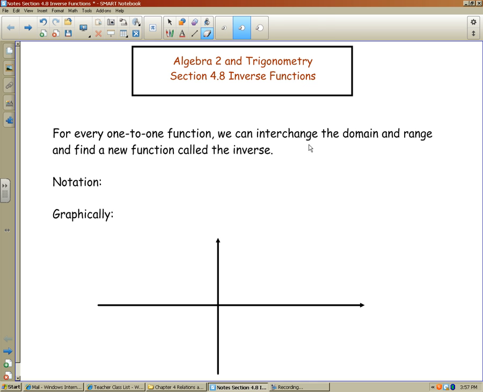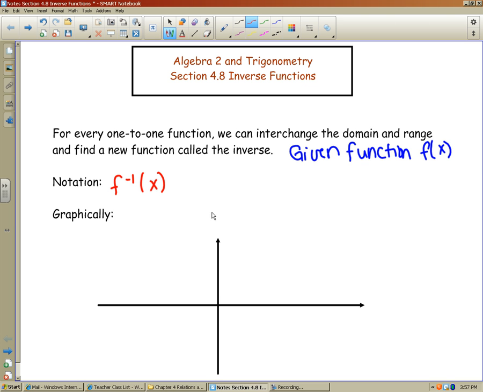So if we're given the function f of x, then the inverse of that function is written like this. F to the negative 1 power of x, f inverse x.